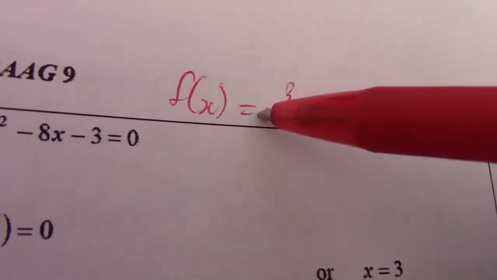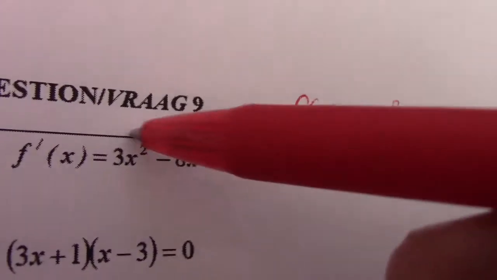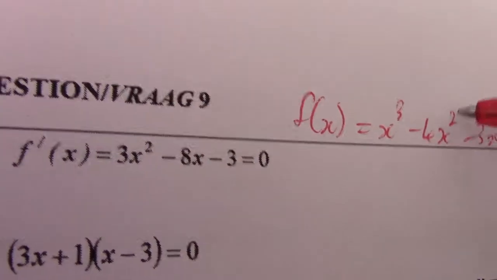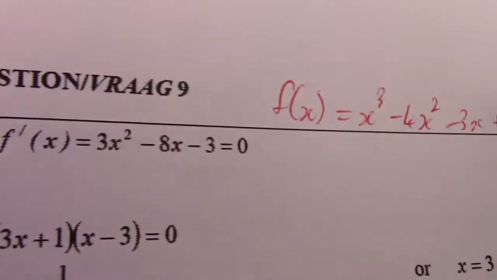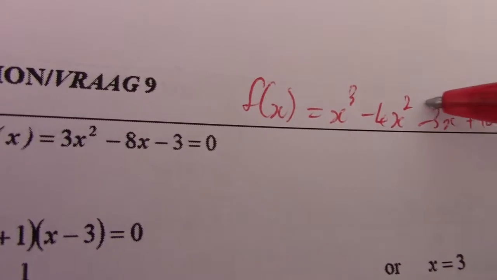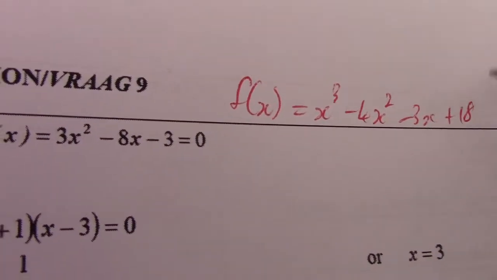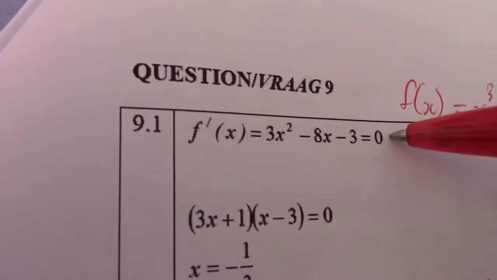First derivative: 3 times 1 gives me 3, 3 minus 1 gives me 2, 2 times negative 4 becomes negative 8. 2 minus 1 becomes 1, and 1 times negative 3 becomes negative 3. And the constant falls away. Make that equal to 0.